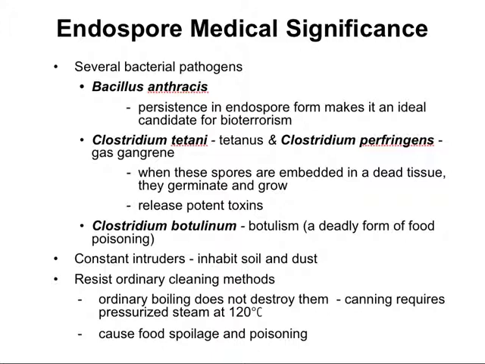Endospores are constant intruders in our environment because they inhabit the soil and they're present in most dust. They resist ordinary cleaning methods. So, for example, in canning, you can't just boil the products you wish to can because the spores can exist far beyond 100 degrees centigrade. So they have to be boiled in pressurized steam at 120 degrees centigrade for up to 30 minutes. This prevents them from causing food spoilage and poisoning that we might see in old canned food that have caused botulism commonly in our society.